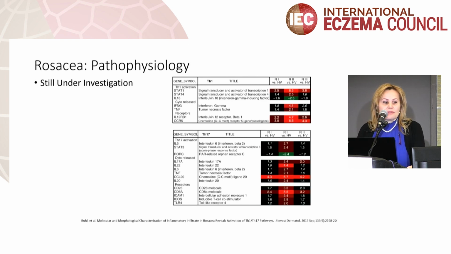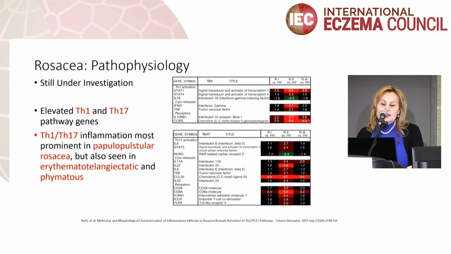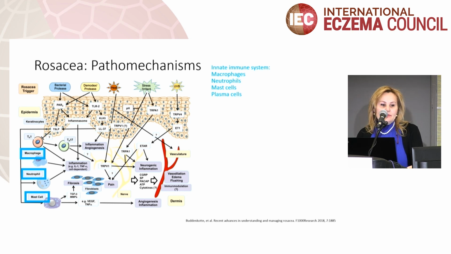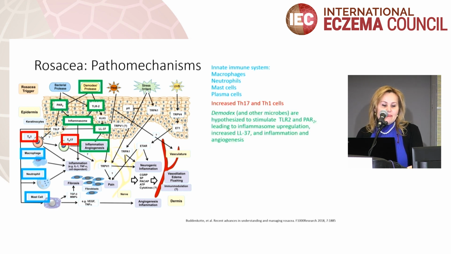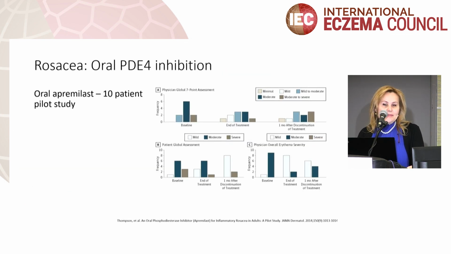In terms of pathophysiology, still under investigation, elevated Th1 and Th17 pathway genes were proposed, particularly in the papulopustular rosacea, but also in the erythematotelangiectatic and the phymatous. But again, we need to study it some more. Innate immunity is also involved. Multiple cell types were postulated as being involved. Increased Th1 and Th17, Demodex and TLRs are also involved, but we need more studies in rosacea as well.